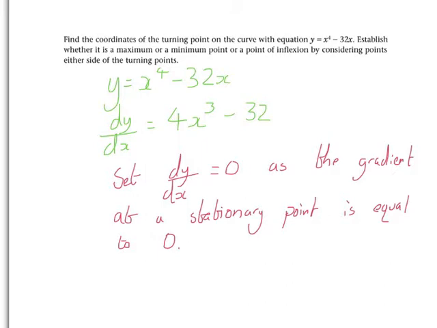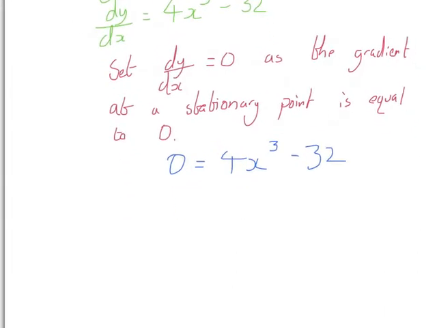So now we've done this, we can find out what the value for x is where we have our stationary point. So 0 is equal to 4x cubed minus 32. Obviously add 32 to both sides and we end up with 4x cubed is equal to 32, which now, 32 divided by 4, is x cubed equals 8, so x is equal to 2.